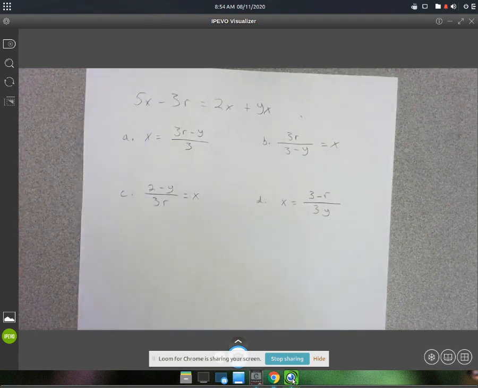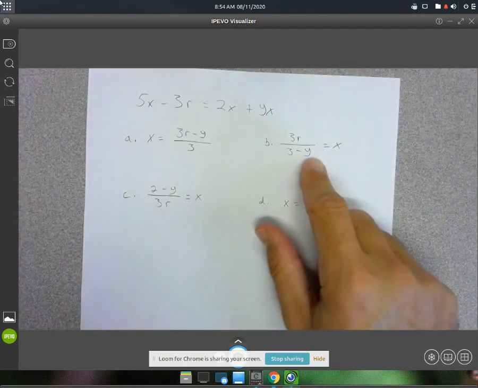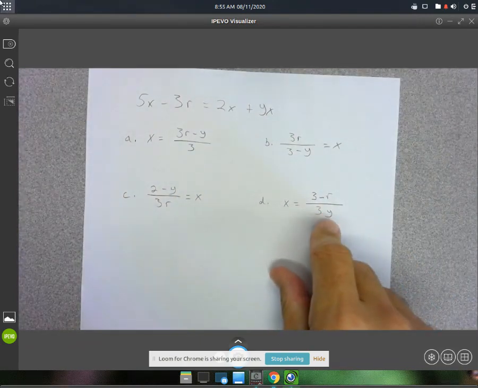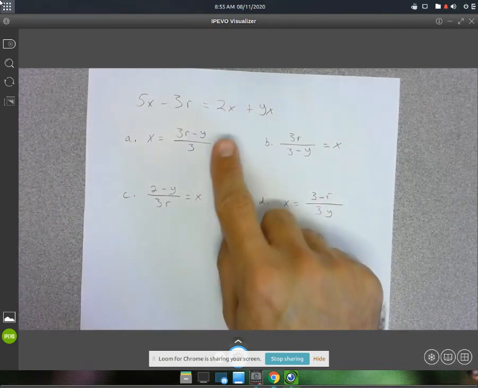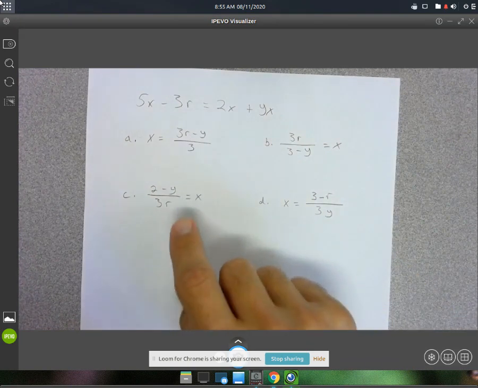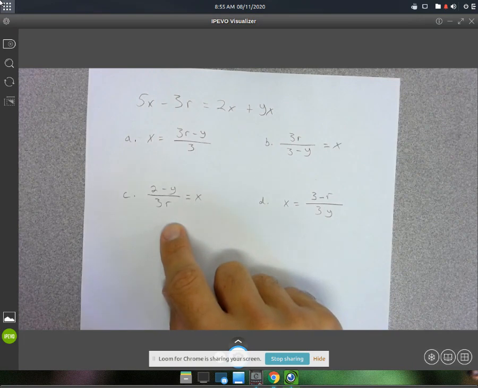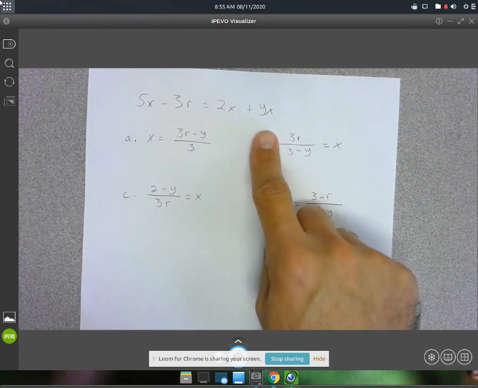So I've got four options, and if you look at these four options, it's always x equals, and then over here they have an r and a y. So what I'm going to do is pick a number for r and y, and that's going to give me x. And then I'm going to test those values up here. Let's see what I'm doing.